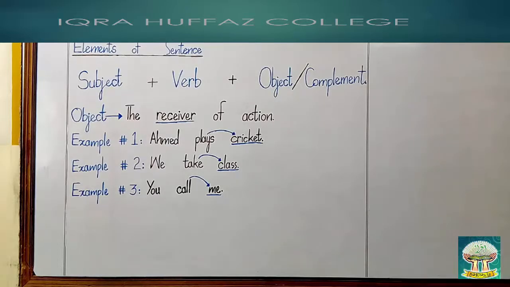Example number 2. We take class. The action of taking is affecting class. So, class is the receiver of action. Hence, class is object in this sentence. Example number 3. You call me. Me is receiving the action of call. Hence, me is object in this sentence.